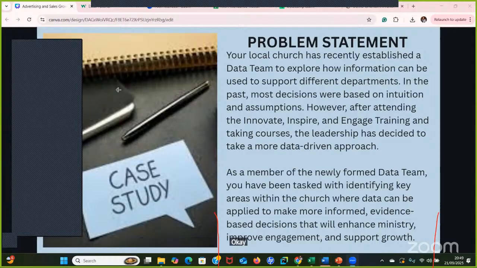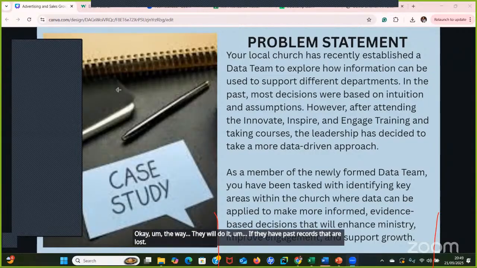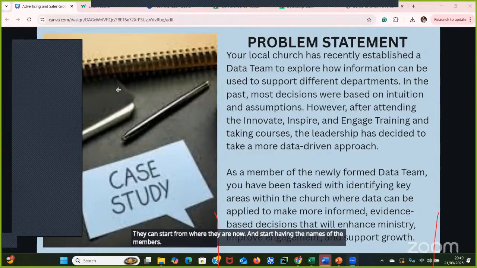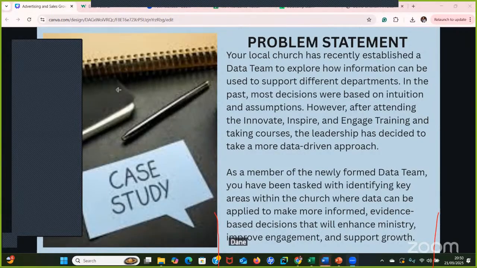Okay, the way they will do it, if they have past records that are lost, they can start from where they are now and start having the names of the members. Then, is that not what you're asking? Can you ask the question again? Maybe I didn't get it.